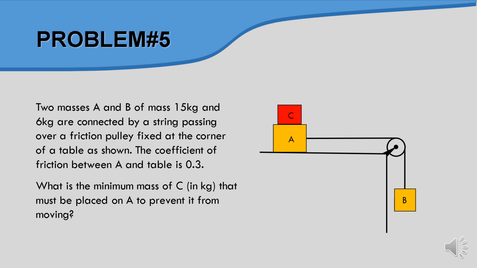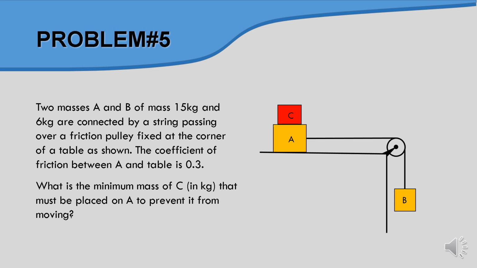So another question, problem 5. We have the equilibrium condition of a box connected with a pulley and cord. In this case we have boxes A, B, C. Mass A is 15 kilograms and mass B is 6 kilograms, and then given mass C on top of box A. And then given the coefficient of friction between A and the table is 0.3, and assume that there is no friction between the cord and pulley.